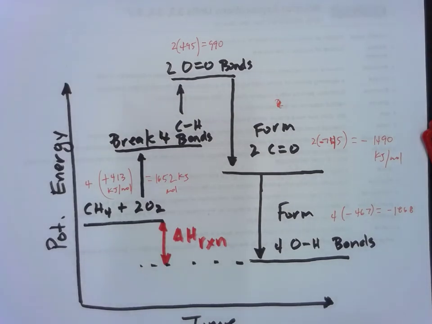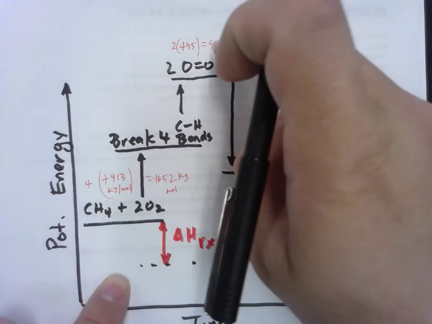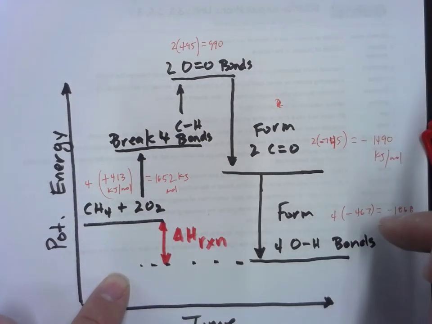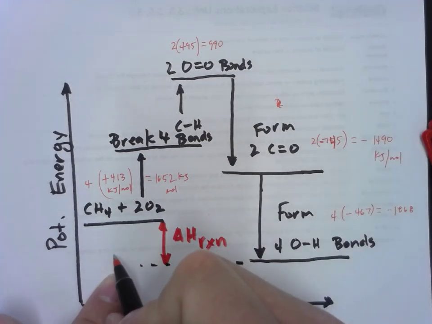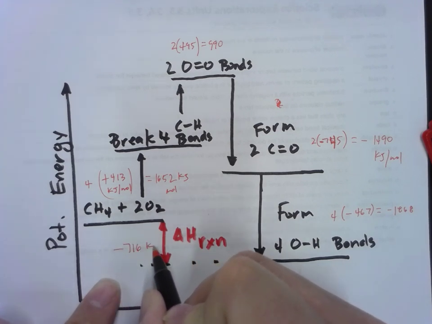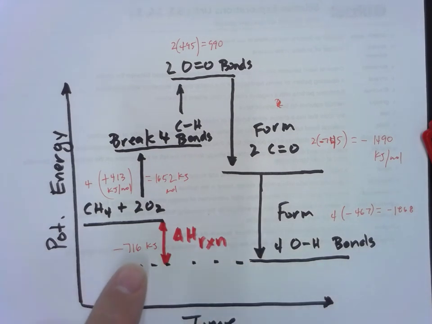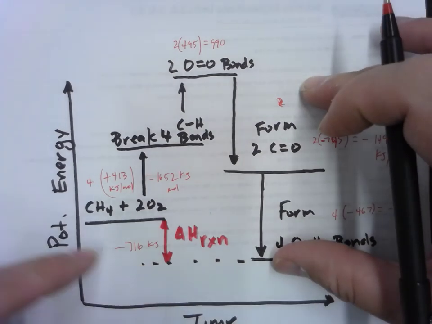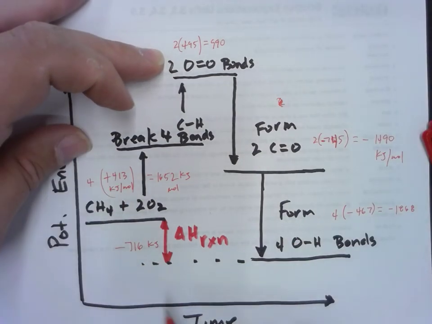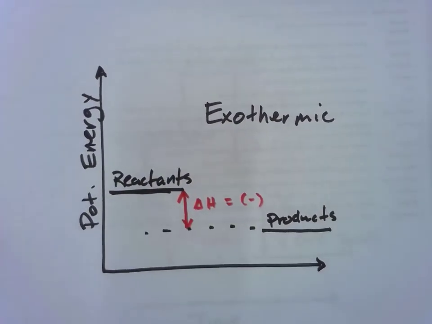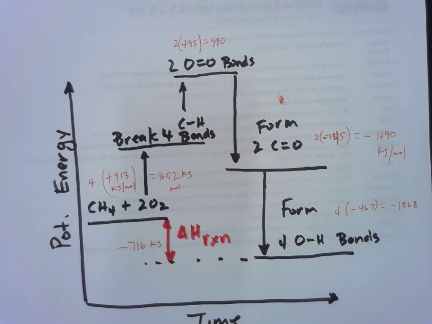If you wanted to know the exact amount that was released, we take 990 plus 1652 and then subtract 1490 plus 1868, and we end up with a grand total of negative 716 kilojoules per mole released. Why? Because more energy came out than what we put in. That's why these graphs look like this. This is a very simplified version, and that's why your graph looks like this.